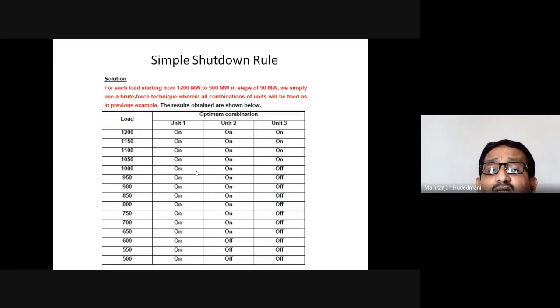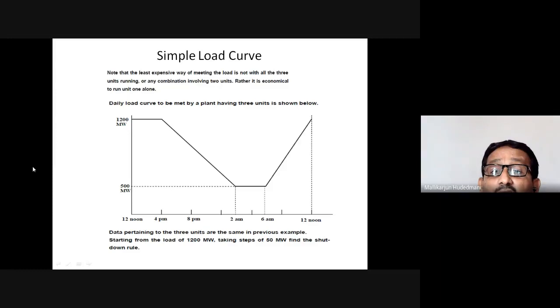Next, another thing I should understand is the simple shutdown rule. What do I mean by this? When I am speaking about meeting a load pattern on a station, I have to combine the generators to meet the peak load. I have to eliminate generators as the load is falling, and again combine them as the load is rising. This is a pattern; dynamically, I have to manage it.